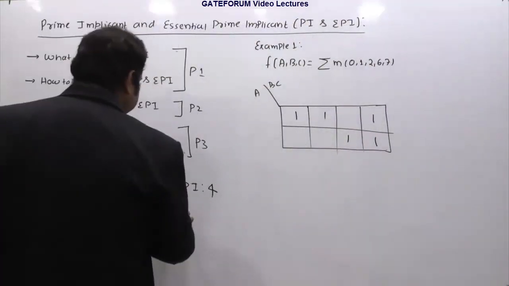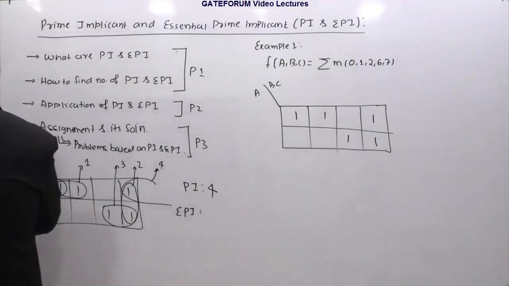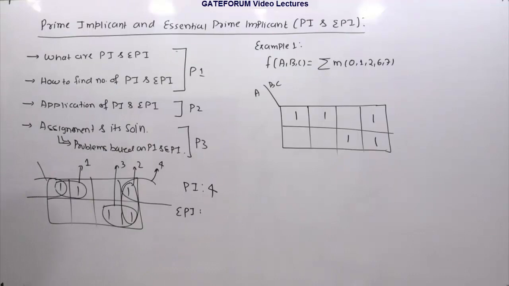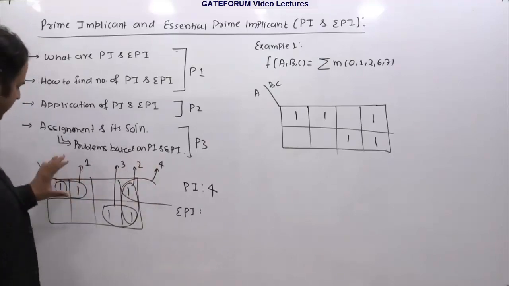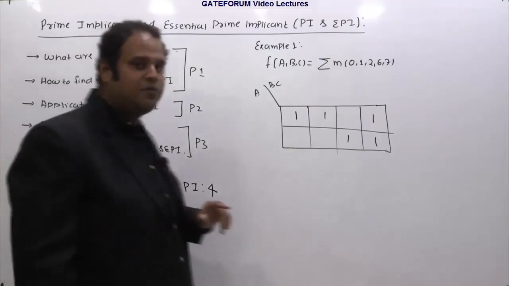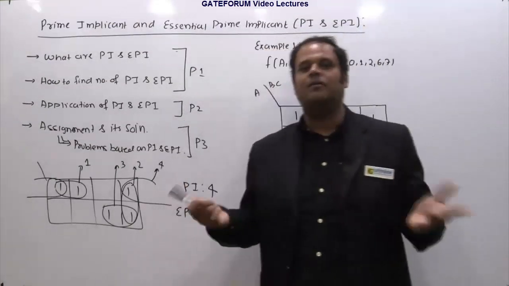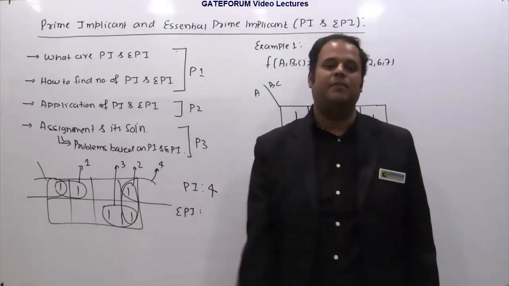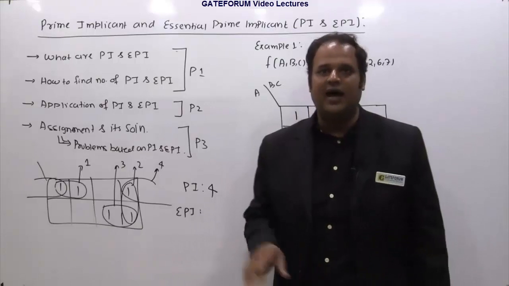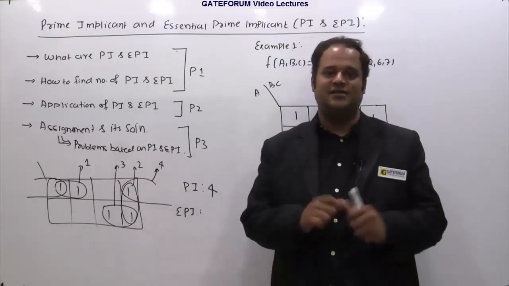Then I want to answer how many essential prime implicants are there in this particular map. So how to find the essential prime implicants is, you have to check each and every prime implicant. What you have to check is, is there any min term which is not covered by multiple groups? Does that group contain at least one min term which is not covered by multiple groups? If it is satisfied, I'll say yes, it is an essential prime implicant. If it is not satisfied, it is not an essential prime implicant.